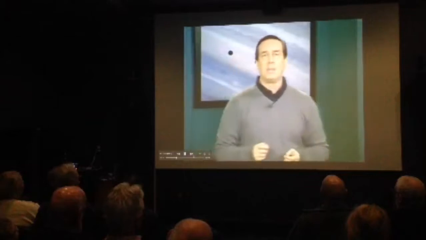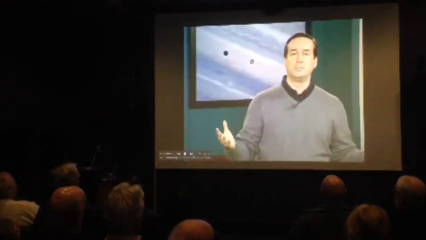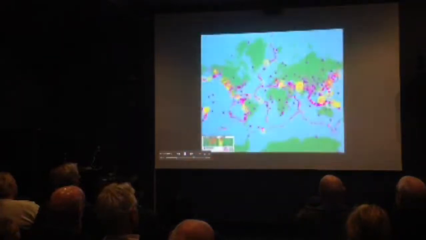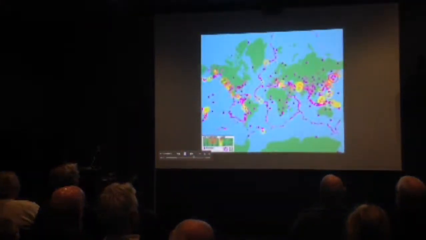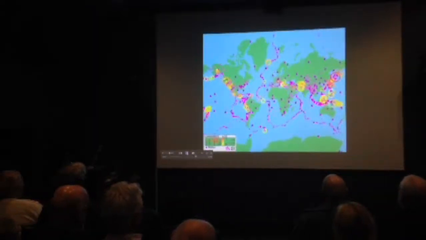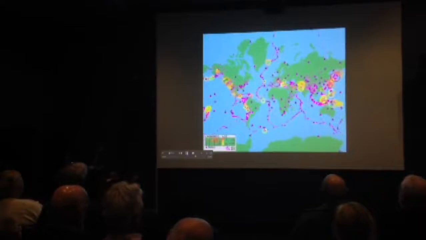The evidence for plate tectonics is incredibly strong, and it comes from earthquakes and volcanoes. This is a map of where earthquakes have occurred over a 5-year period. You'll notice that it very strongly matches the seafloor topography that I just showed you. The number and strength of earthquakes are highest at plate boundaries. Now you'll also note that earthquakes can occur away from the plate boundaries.